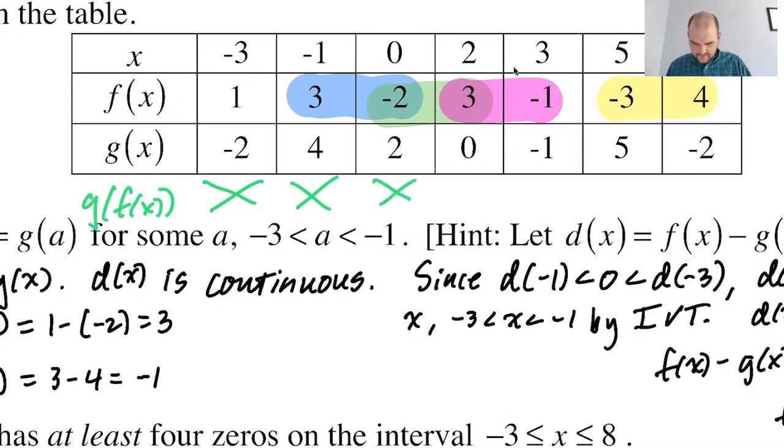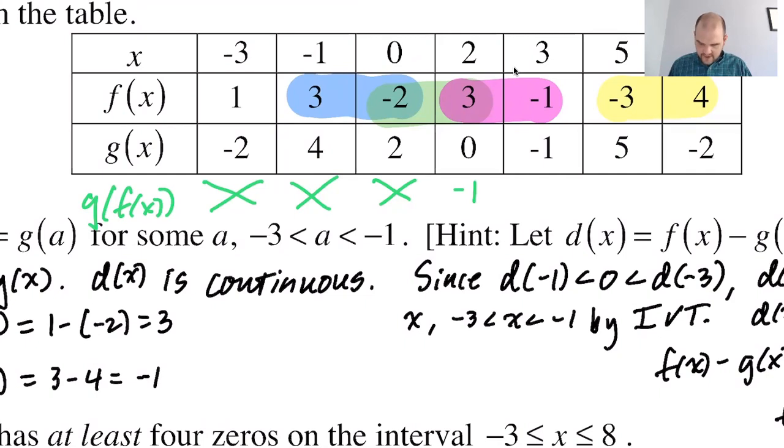G of f of 2. F of 2 is 3. G of 3 is -1. Okay, but I'm going to add 3 halves to that, so that's really a positive. I do need to keep that in mind. So that's actually positive 1/2 when I add the 3 halves.